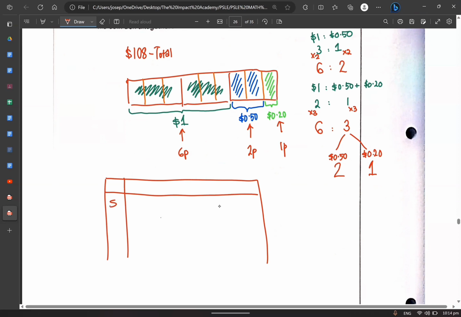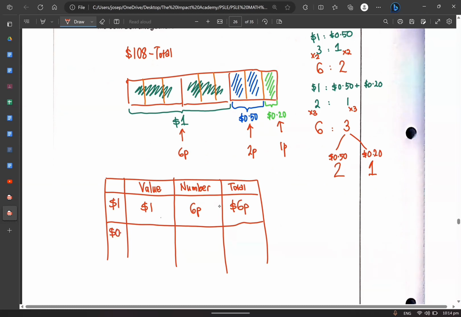All right, so what happens is that we have our $1. Okay, so what is the meaning of value? Value is basically how much. So for $1 itself, the value, as you can see over here, is definitely $1. What about the number? The number means how many do I have? Okay, so we know it's 6 parts. So the total would then be $6 parts. Now for 50 cents, it's a little different. The value is 50 cents only. The number is 2 parts. When you multiply them together, you get $1 part.